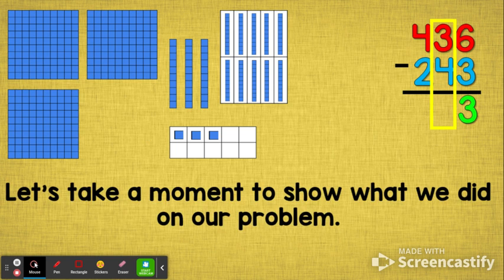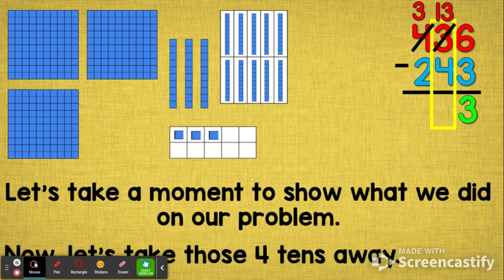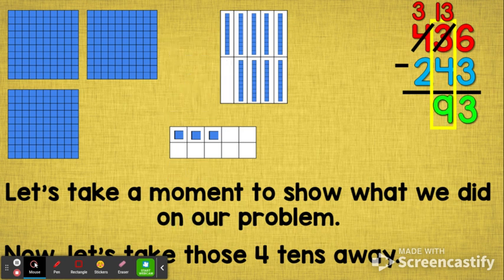Let's take a moment to show what we did on our problem. I no longer have 4 hundreds. I have 3 hundreds because I took one apart and brought it over here. So now I don't have just 3 tens. I now have the 10 plus the 3, which is 13 tens. Now let's take those 4 tens away. That leaves me with 9 tens.